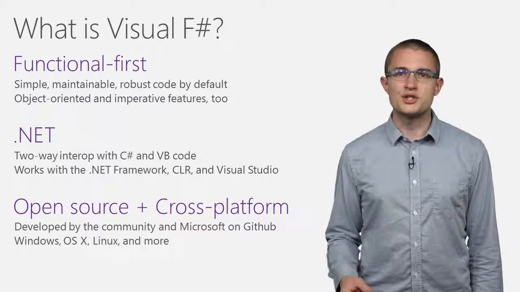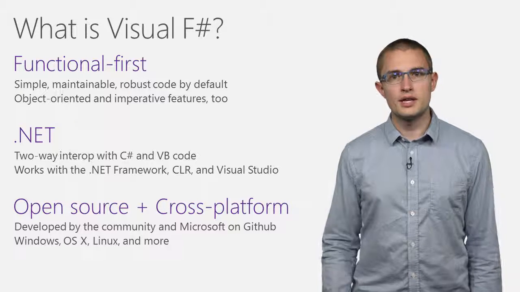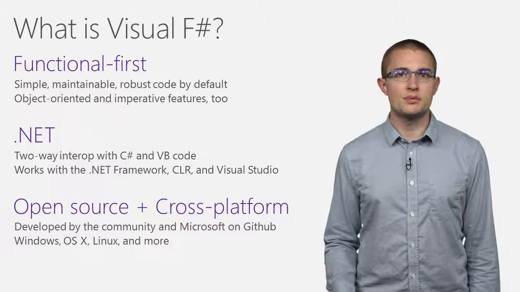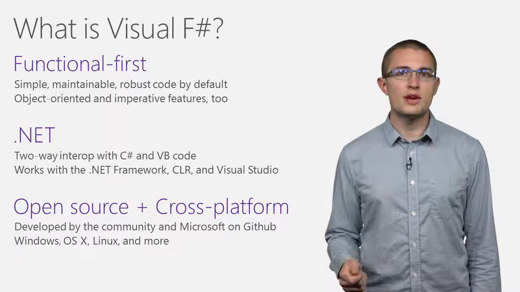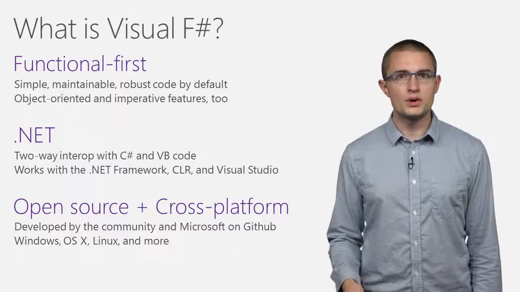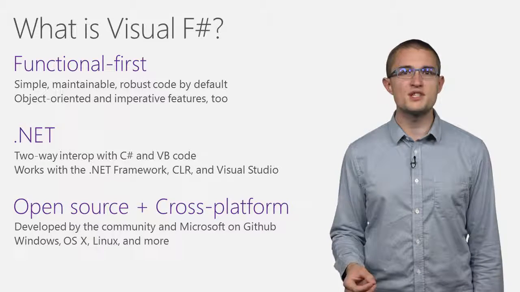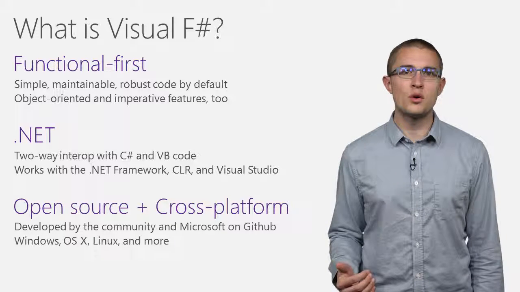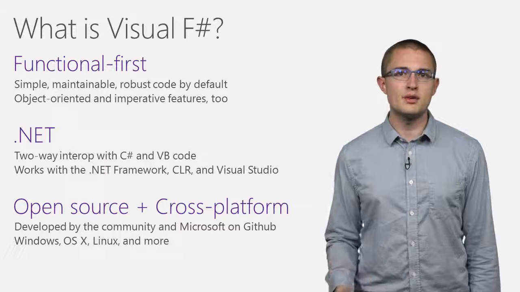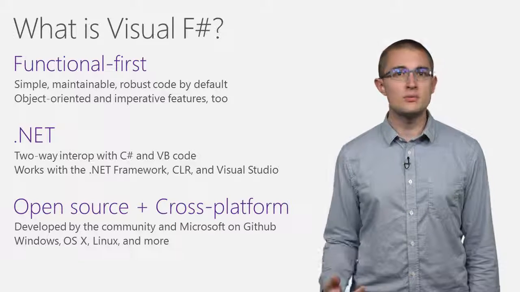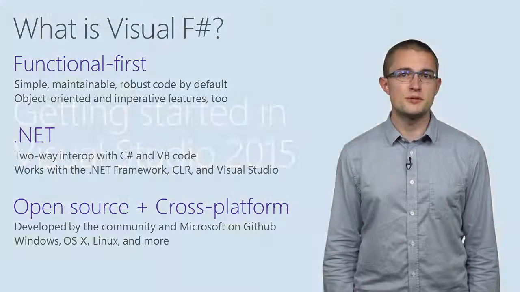Finally, Visual F# is open source and cross-platform. The compiler and tools are developed on GitHub by a global community of developers in addition to contributions from Microsoft. Today, you can run F# on the .NET CLR on Windows or on OS X or Linux with Mono. We're busy building support for F# on the new .NET Core CLR that runs on Windows, OS X, Linux, and many Unix distributions. There are even community-built tools that compile F# to run in the browser or on GPUs.